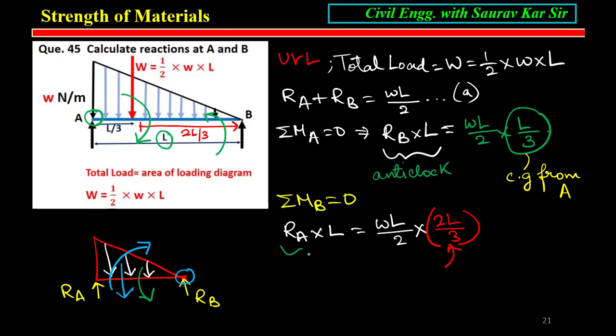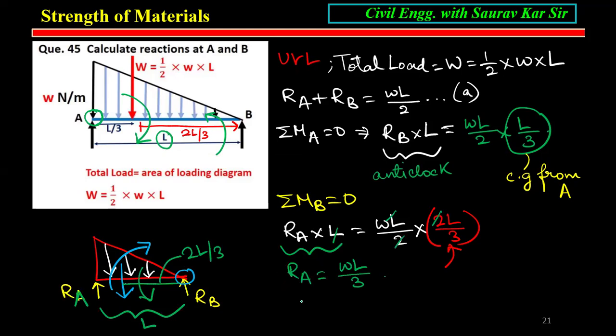So RA into L, where L is the distance between A and B, is equal to WL by 2 into 2L by 3, because from this end B it is 2L by 3. So here L gets cancelled out, and 2 also gets cancelled out. So RA is WL by 3.